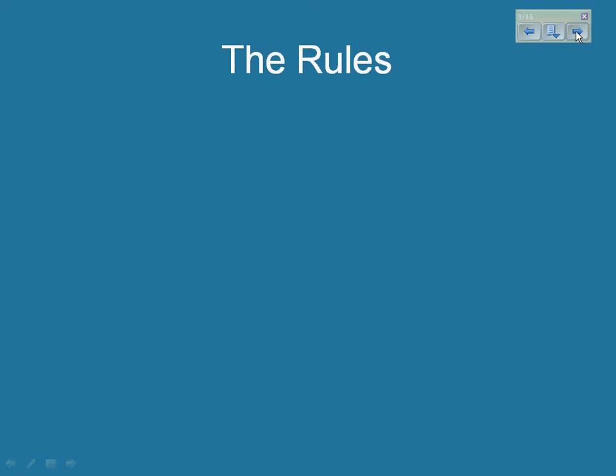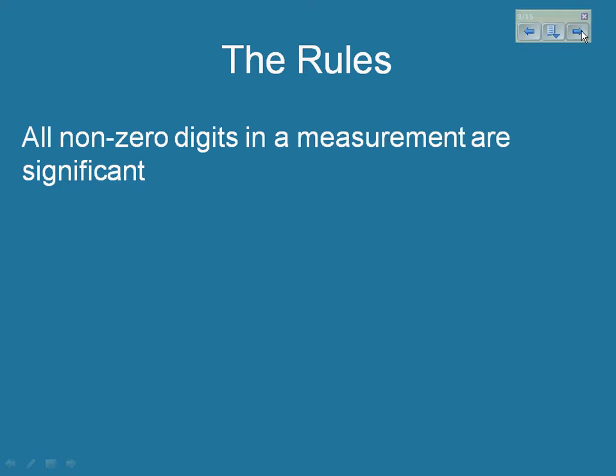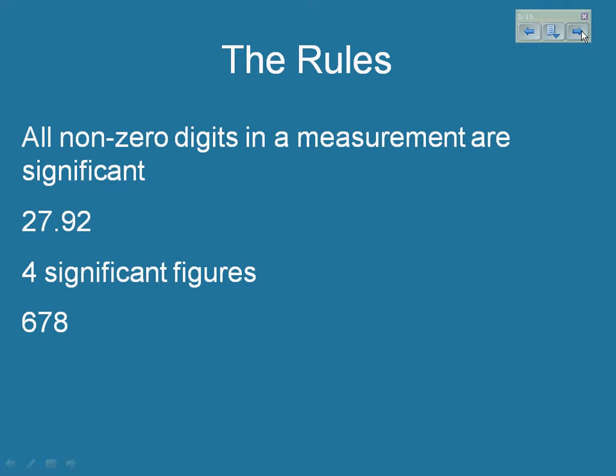The rules. If you've had chemistry, these should sound familiar. So, all non-zero digits in a measurement are significant. All right, someone's made these measurements. You're looking at these numbers saying, how many significant figures are present? 27.92. How many Sig Figs? 4. 678. How many significant figures? 3.